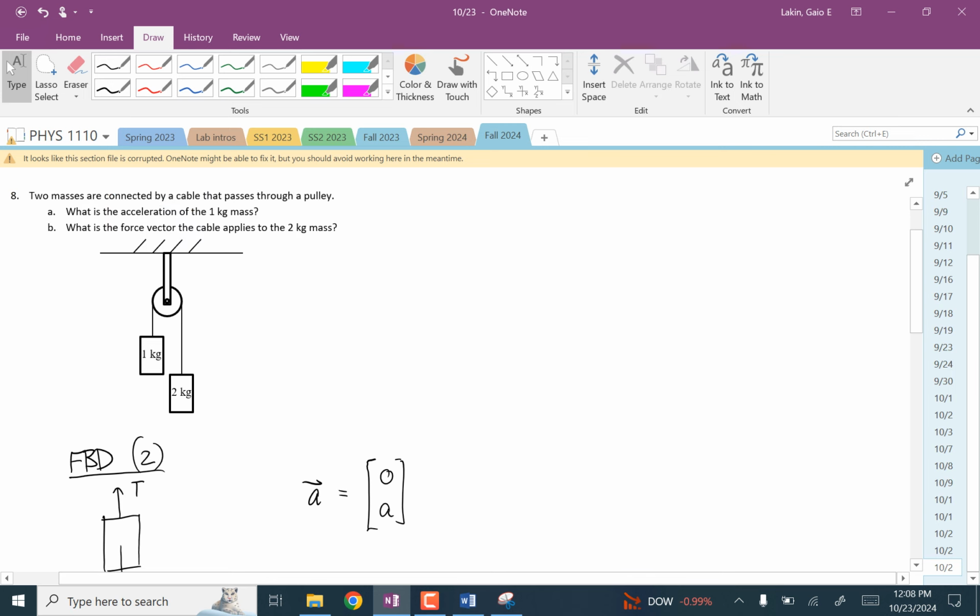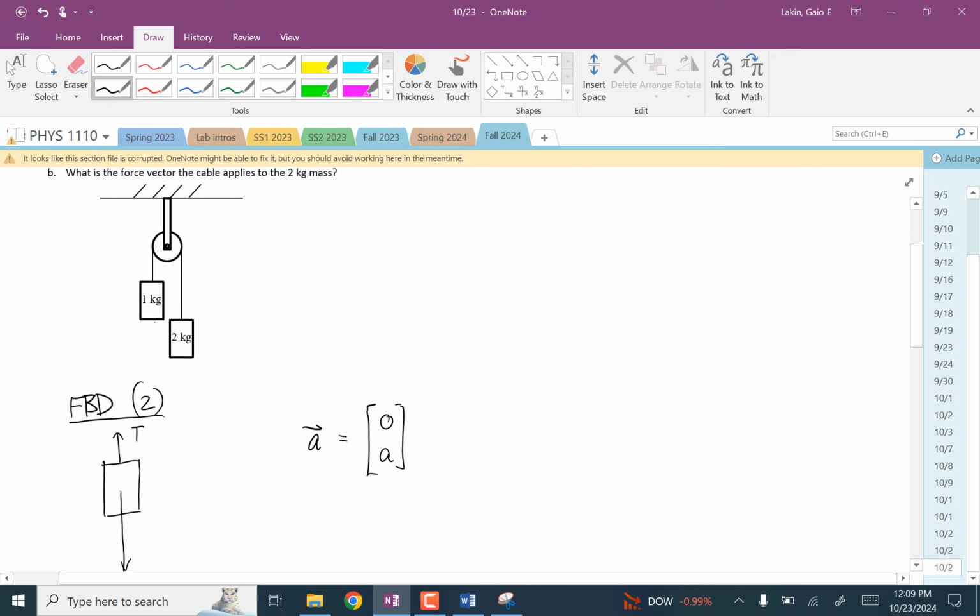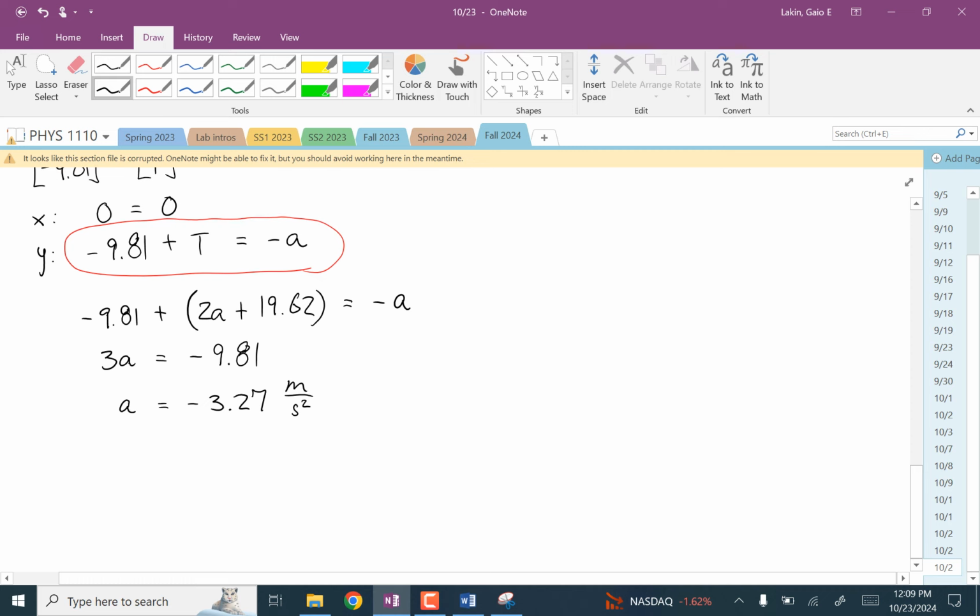So notice how the signs worked out. I chose the one that I knew from looking at it was going to be accelerating down first. I represented its acceleration as 0, a, but then the negative value for the acceleration ended up making the signs work out on its own. Okay.